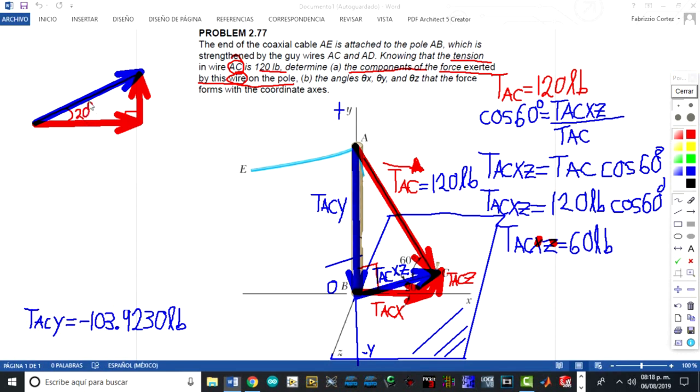This is 20 degrees. And this will be the component, the TACXC, that equals 60 pounds. And this will be the X component of the force of the vector AC, and this will be the C component.